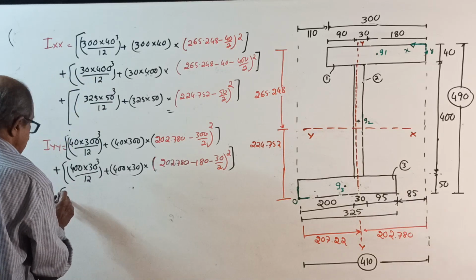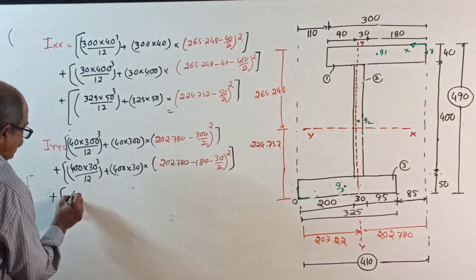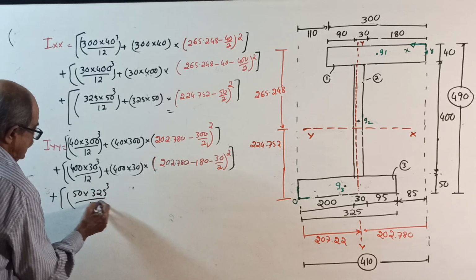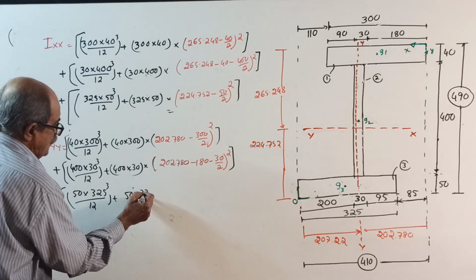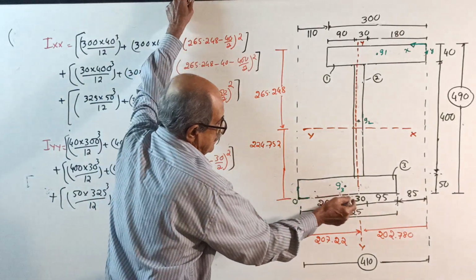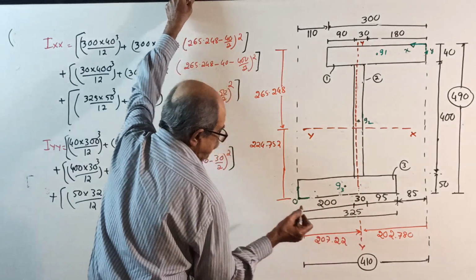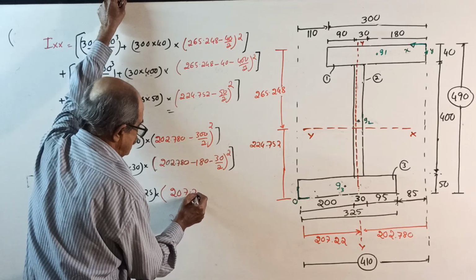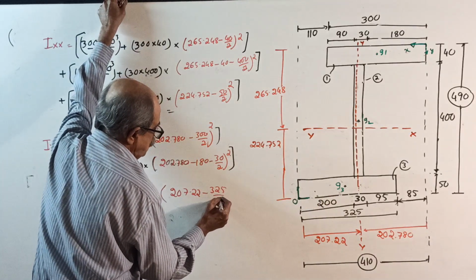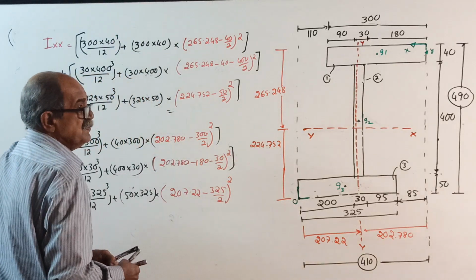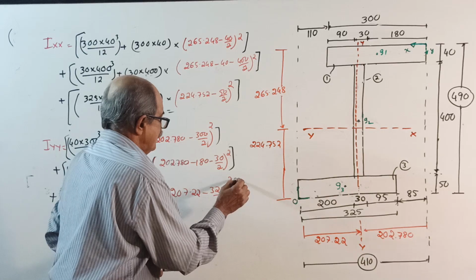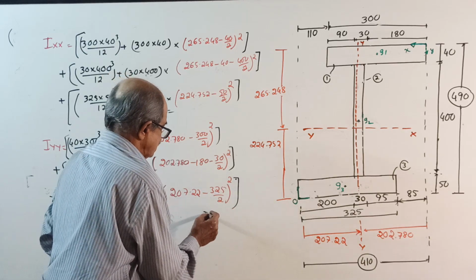Plus last one. 50 into 410 cube by 12. Not 40, sorry. 50 into 325 cube by 12. Ig plus 50 into 325 is the area into, this side I am doing because my CG is here. 207.22 minus 325 by 2 whole square. See, suppose that it's not visible properly, any problem, I am dictating, that's why I am pronouncing also, whole square over. That's all. We finish the question, get the answer.